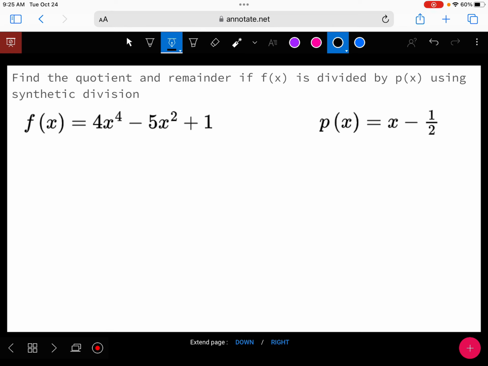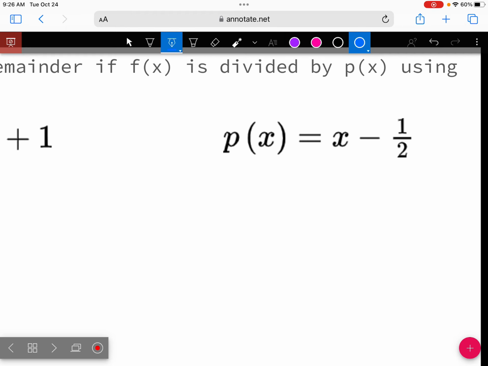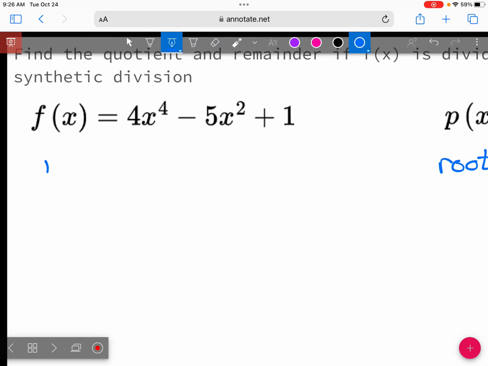So we're going to do, I think, one more of these synthetic divisions, and then we'll move on to other ones like are on the homework questions. This is our last of the synthetic divisions for right now. So what is our root? 1/2. And it's okay. We can still do that with a fraction. It's totally fine. It works the exact same way.